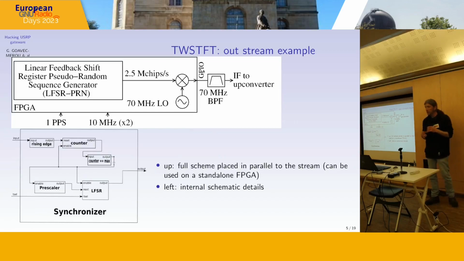A prescaler: we have to generate a 2.5 mega sample rate. So we use a prescaler to just generate a tick to update the PRN each time the counter is equal to 0, for a down counter, for example. And finally, we have the PRN. The PRN is updated on the prescaler tick or on the rising edge of the PPS.